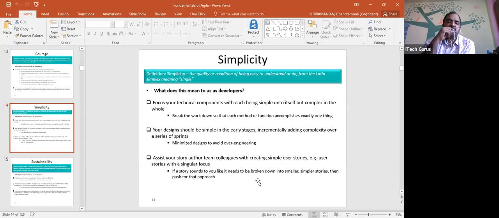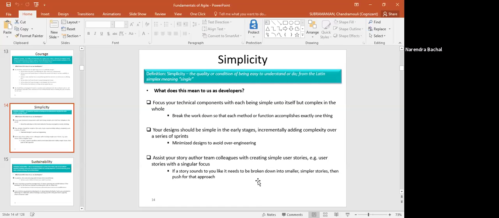And you see that next one, simplicity. What is simplicity? You know what is the definition of simplicity? Listen here carefully. Simplicity is the art of maximizing the amount of work not done. Let me repeat. What is the meaning of simplicity?